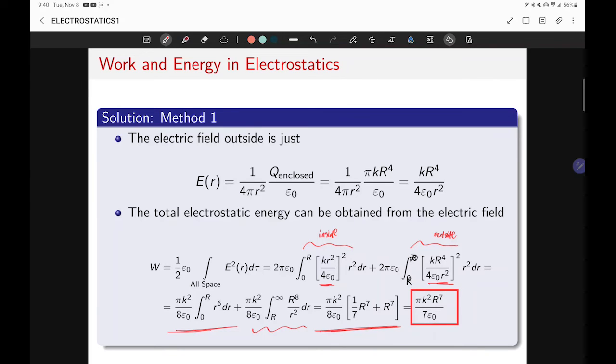Okay? So remember the expression from earlier. We should get the same form using a different formula. So this is the electrostatic potential energy. Okay? So this is for method 1.